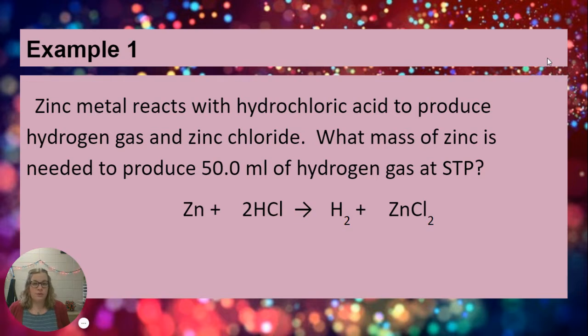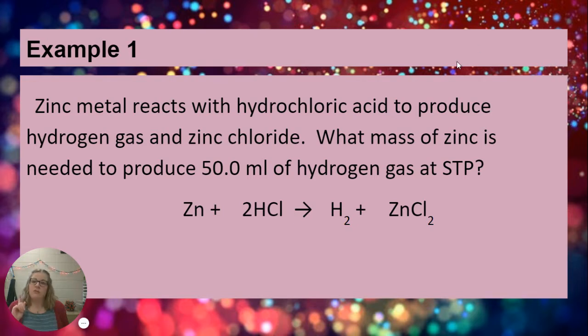Okay, so here is our first example. If you want to give this a try because you feel pretty confident on your own, that's fine. Otherwise, I'll work through this example with you. Example number 1 says: zinc metal reacts with hydrochloric acid to produce hydrogen gas and zinc chloride. What mass of zinc is needed to produce 50 milliliters of hydrogen gas at STP?